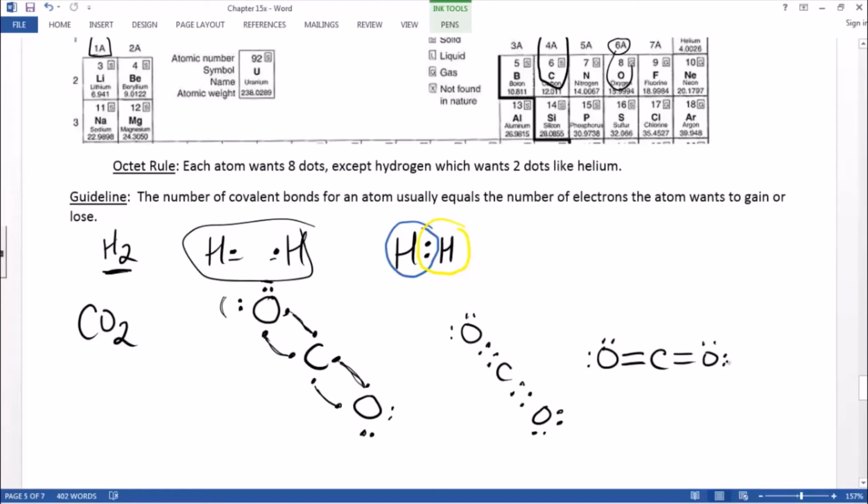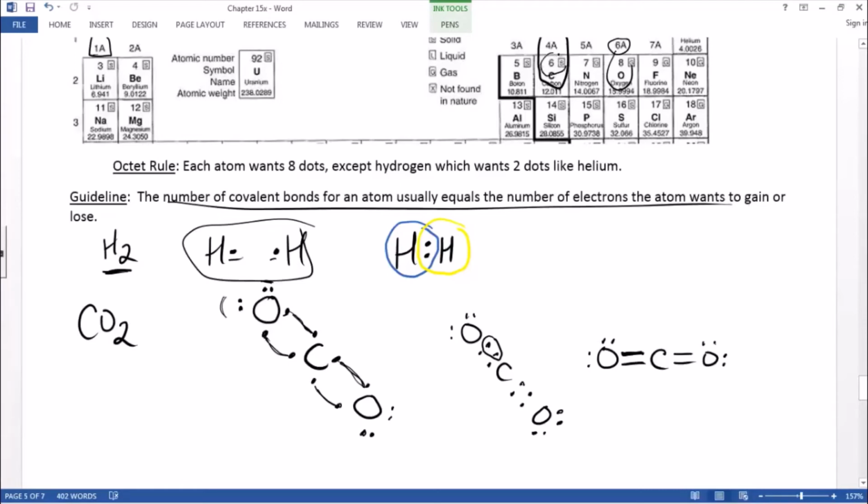And since 2 dots equals 1 line, 1 covalent bond has 2 shared electrons, you can decide to pair up your electrons and just draw lines, or you can keep them separate. But if you draw lines, it's easier to see that they're covalent bonds. Ooh, let's use that trick, that one guideline. The number of covalent bonds usually equals the number of electrons an atom wants to gain or lose.